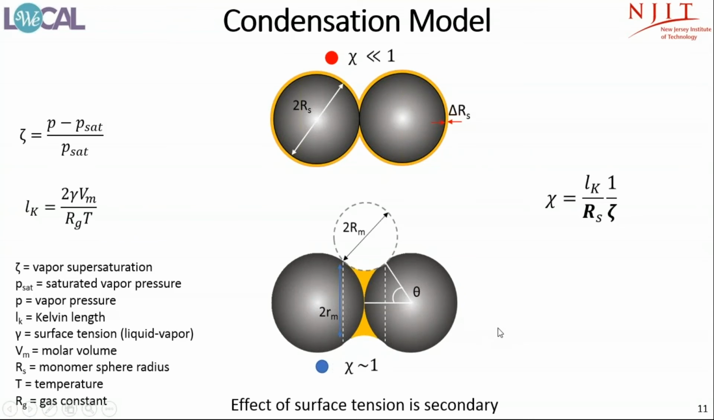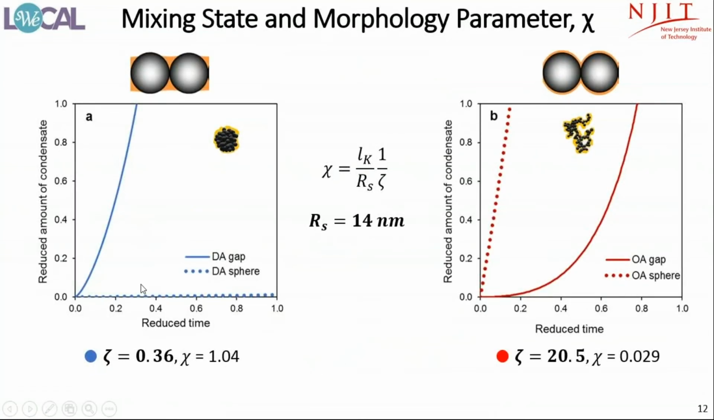One of the reasons why surface tension was not such a big deal is because its effect is secondary. It's basically buried inside the Kelvin length here. And so when we calculated chi for our various coating materials, we realized that it does a pretty good job at predicting, one, what kind of coating distribution we have, and two, whether the aggregates collapse or not.